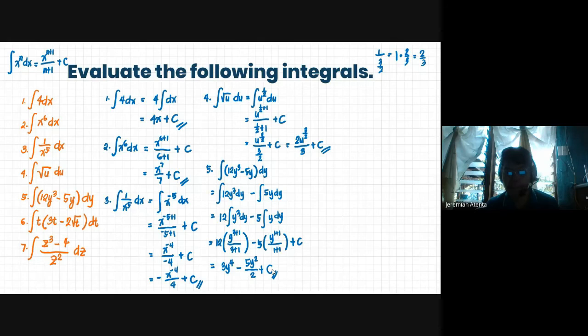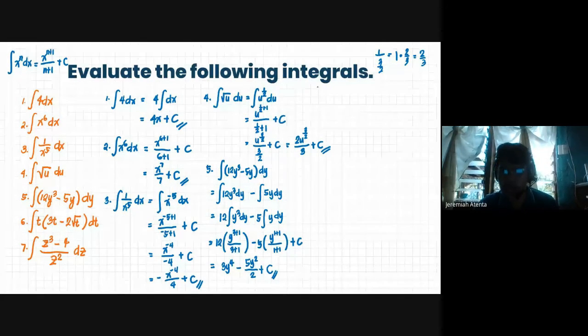Clarifications? If you have questions, write it down in the comment section or you may unmute your mic. You can raise your hand. If there is none, pa-5 naman tayo dyan. Ayan, 5, 5, 5. Very good. Okay, so that's it. Now, how about number 6? Wala kayong questions, ha?